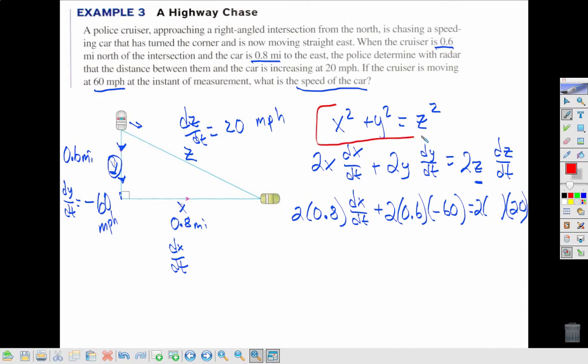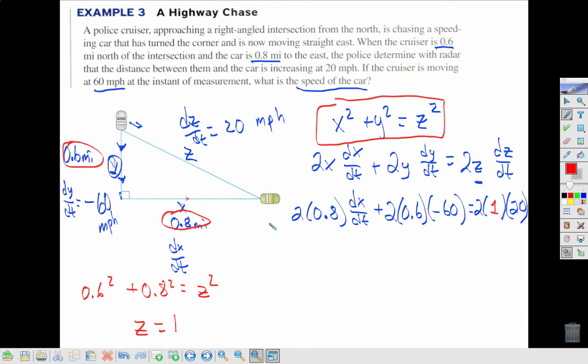Again, these values are connected by the Pythagorean theorem. So if I know that this is 0.8 and I know that this is 0.6, then I also know that 0.6 squared plus 0.8 squared will be equal to z squared. And we find at this instant, z is going to be equal to 1. And so we can plug that 1 in. Sometimes we'll need to find more variables using how they're connected. But we just need to make sure that we can get this down to the one thing that we're looking for.